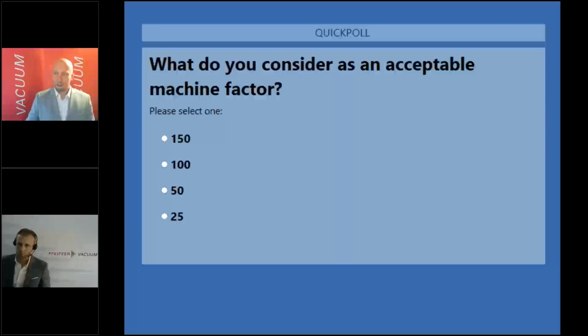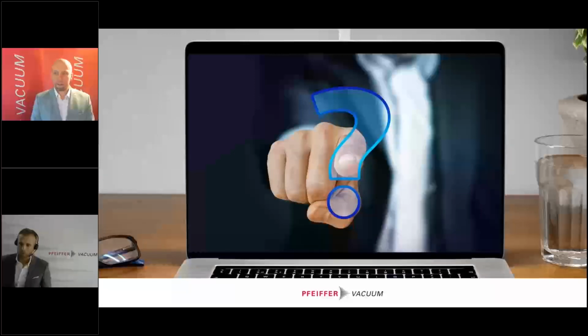And well, let's close the poll. And 40% of the voters stay below 100, 30% below 50, and 23% below 25, and the remaining below 150. Okay, great. So thank you for your feedback, and this just goes along with what we consider as an acceptable machine factor. So thank you for that.